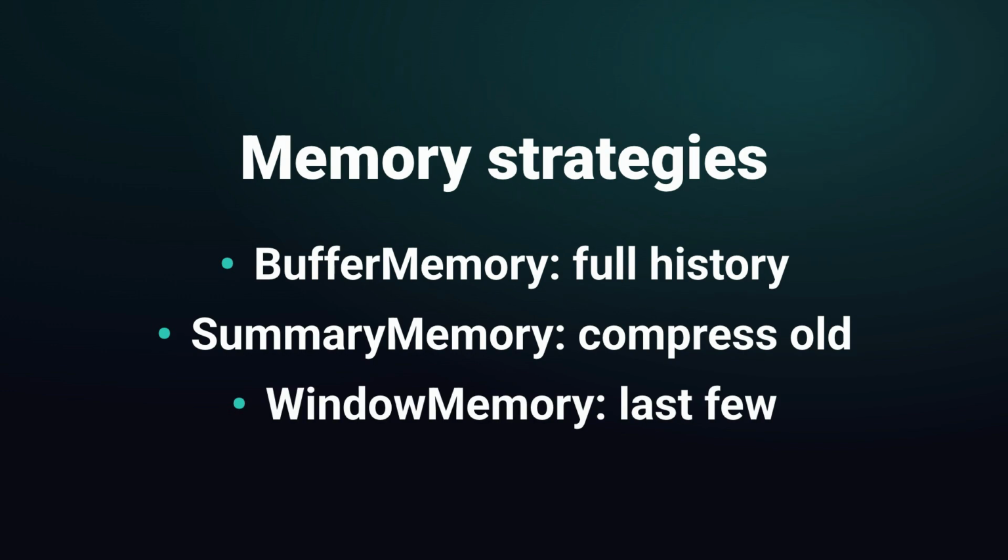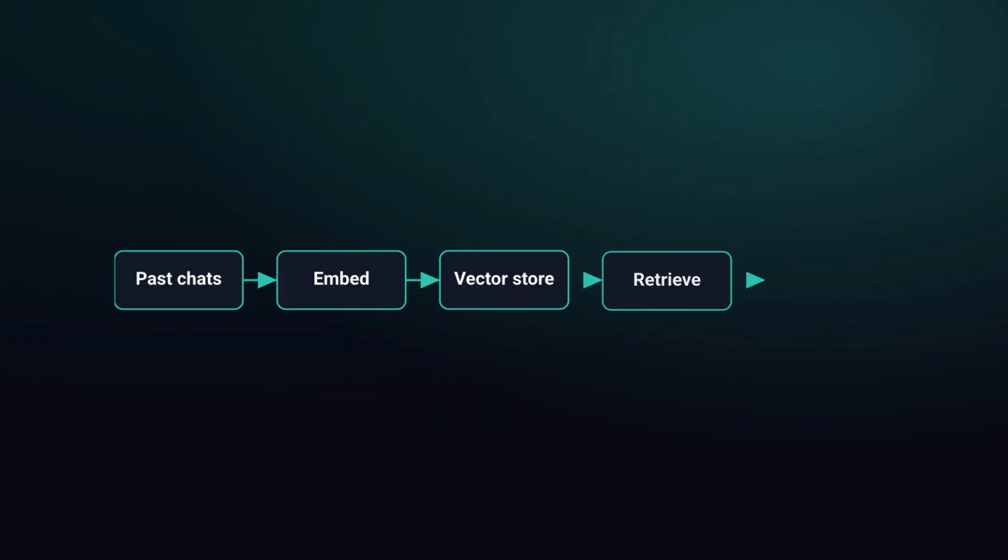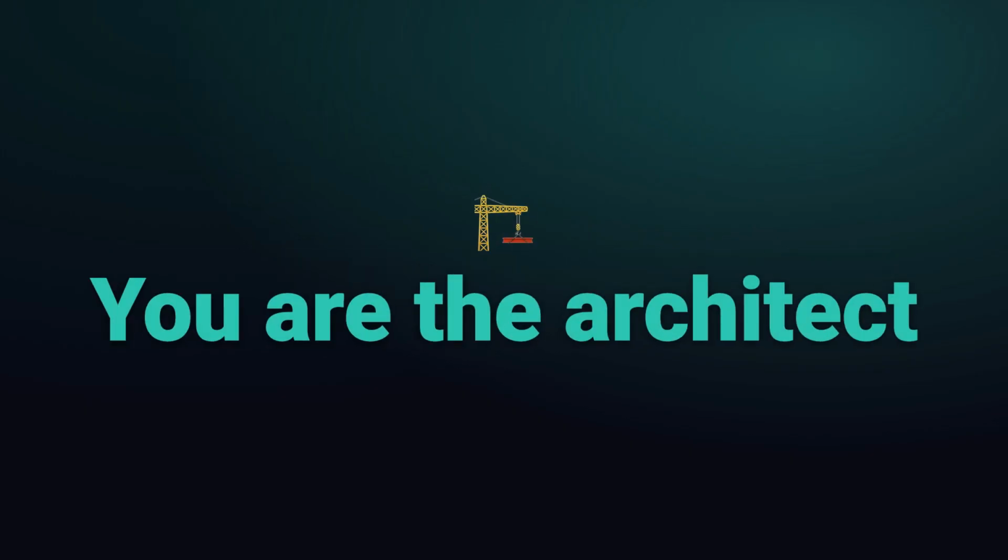Where LangChain really flexes is long-term memory through vector stores. You take past interactions or documents, embed them, and store them in something like Chroma, Pinecone, or FAISS. Then when a new query comes in, LangChain retrieves the most semantically relevant chunks and injects them into the prompt. This is retrieval-augmented memory, and it's powerful, but notice what's happening here. You are the architect. You decide what gets stored, when it gets retrieved, and how it's formatted. LangChain hands you the building blocks and a lot of rope.